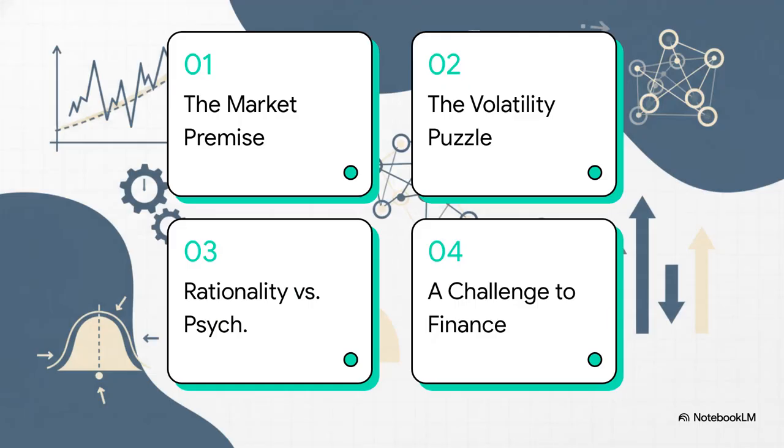All right, here's the plan. First, we're going to look at the classic theory, how prices should behave in a perfect world. Then we'll see how real-world data completely blew that up with something called the excess volatility puzzle. From there, we'll unpack the two big explanations that popped up, one all about rationality, the other about human psychology. And finally, we'll see how this one puzzle completely changed the game for the entire field of finance.